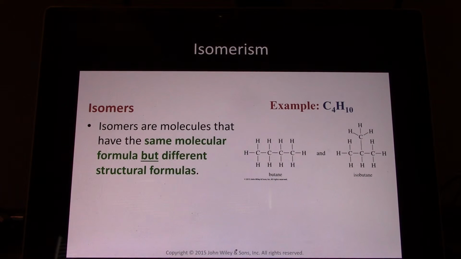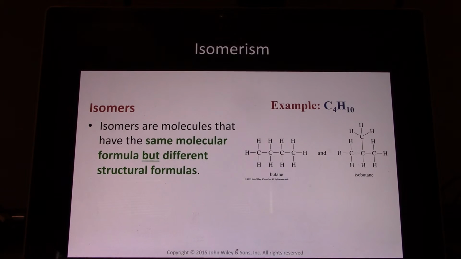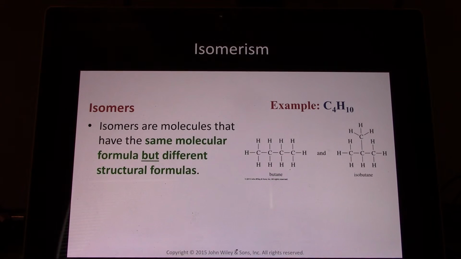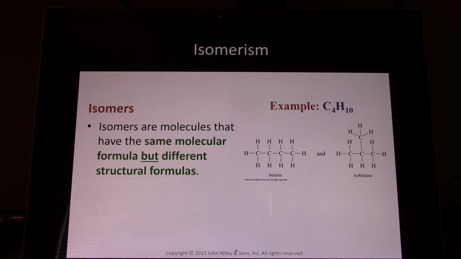Isomers. These are molecules that have the same molecular formula but different structural formulas. So butane, there's 2 different ways to draw C4H10. We can have the 4 carbons in a row, or you can have one branched off. And so these are isomers. With methane, ethane, and propane, there's only one way to draw those molecules. But when we get to butane, there's 2 ways. And so it became butane and isobutane.